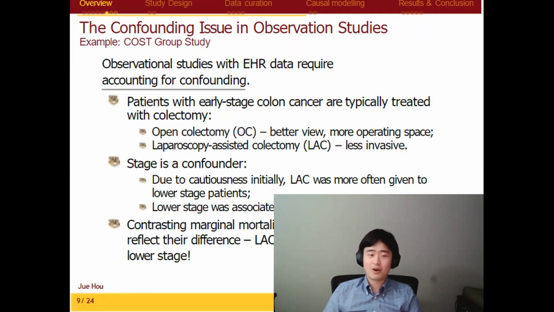Here is an example from our case study. We want to study patients with early stage colon cancer and the type of their colectomy. They are treated with a colectomy. One is the traditional one, called open colectomy, where we have a better view of the anatomy, so presumably there's more operating space. But then a newer trend is called the laparoscopy assisted colectomy, which is less invasive, so probably will have a better recovery right after the procedure.